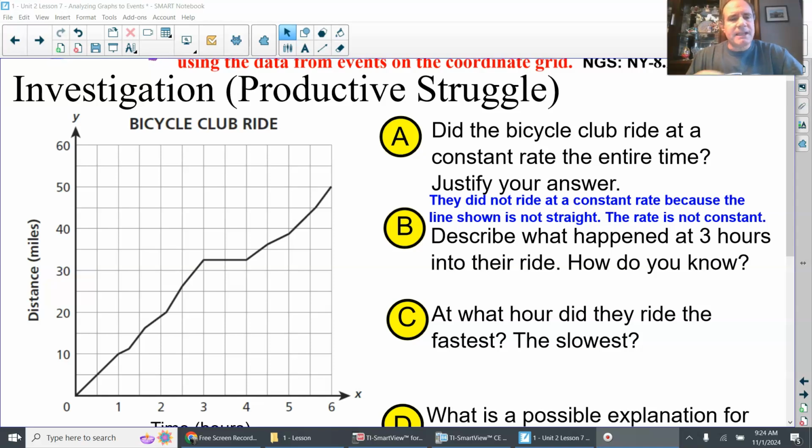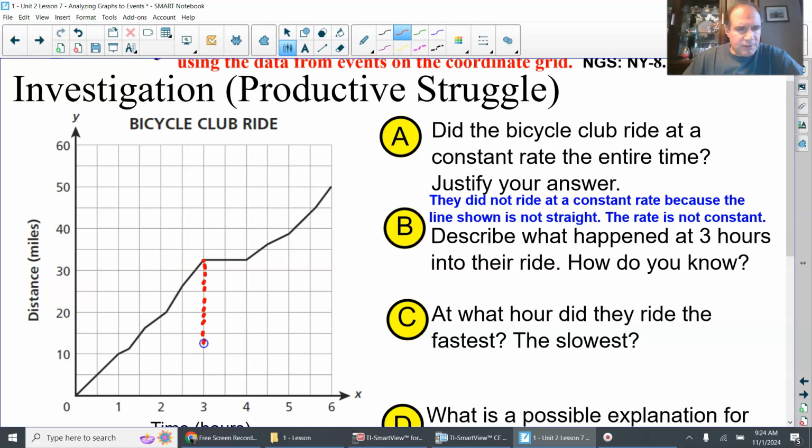All right, describe what happened at 3 hours. To describe what happened at 3 hours, I'm going to take my pencil and draw a dotted line down at 3 hours. And this is the part that they're talking about right here. What happened at 3 hours right there? All right, so this point right here, they have stopped. The distance is the same for about an hour. So in an hour's time, they covered no distance. So what happened? They took a break. They stopped riding.